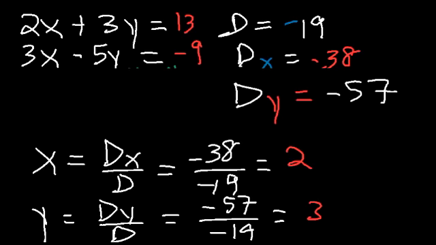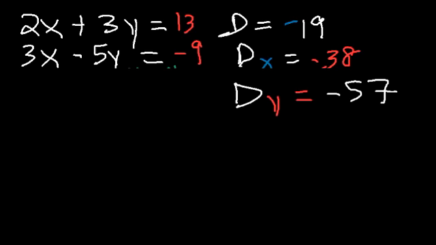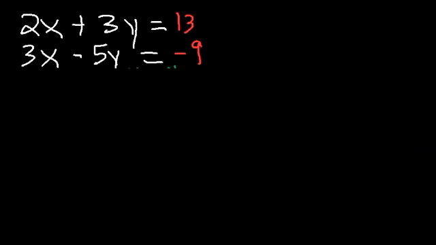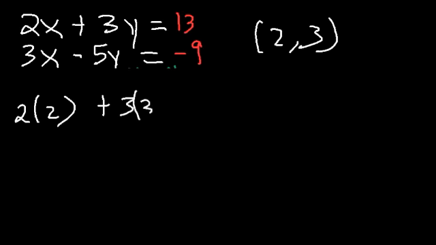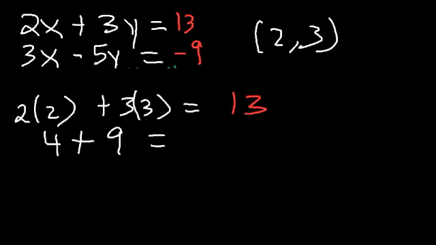So now that we have the values of x and y, which is 2, 3, let's see if it works in the solution. Let's see if the answers are correct. So let's plug in 2 and 3 into the equation. So it's going to be 2 times 2 plus 3 times the value of y, and let's see if that's equal to 13. 2 times 2 is 4, 3 times 3 is 9, and 4 plus 9 is 13. So 13 equals 13. This is a solution to the equation.